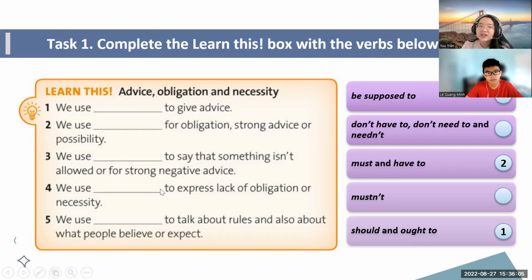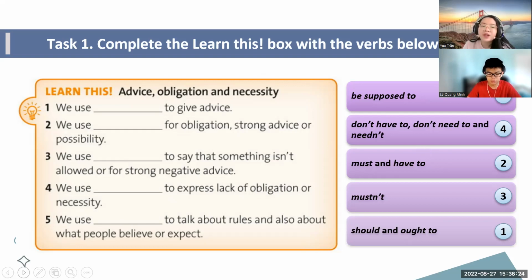We use what to say that something isn't allowed? Mustn't. That's right, mustn't. Okay, number 4, to express lack of obligation or necessity, we use don't have to, don't need to, and needn't. That's right, don't have to, don't need to, and needn't.